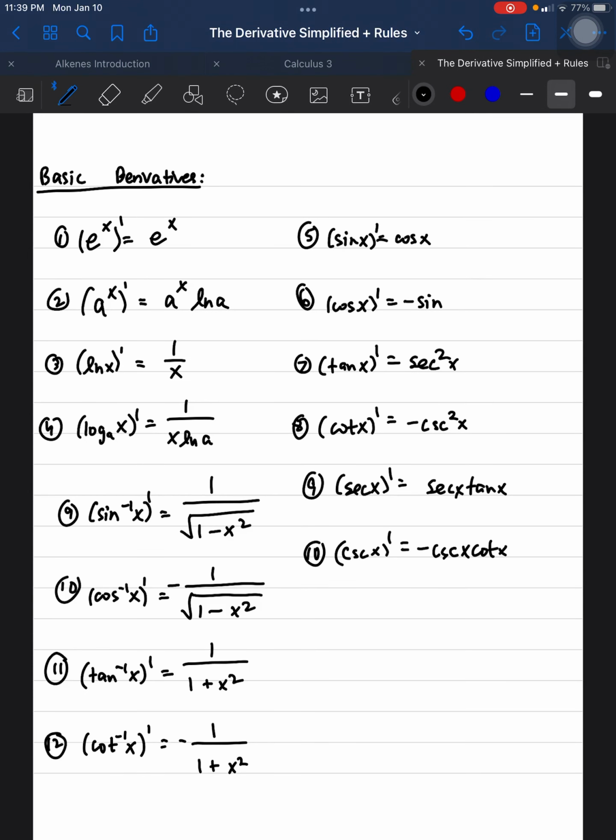So this is basically your basic table of derivatives, and there's going to be a lot more derivatives, but these are just the basic derivatives just to start everything.